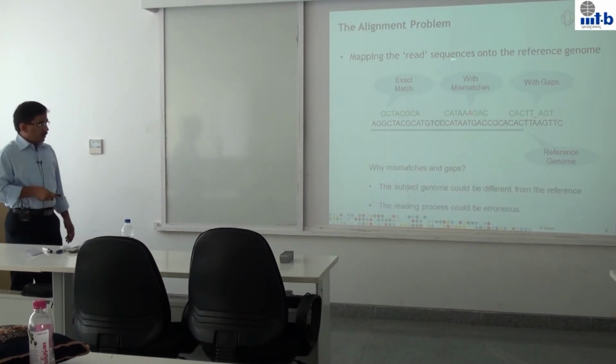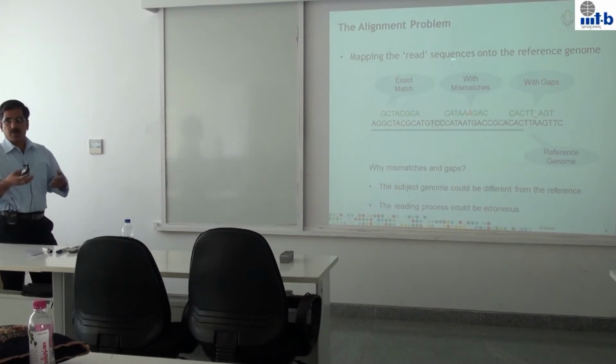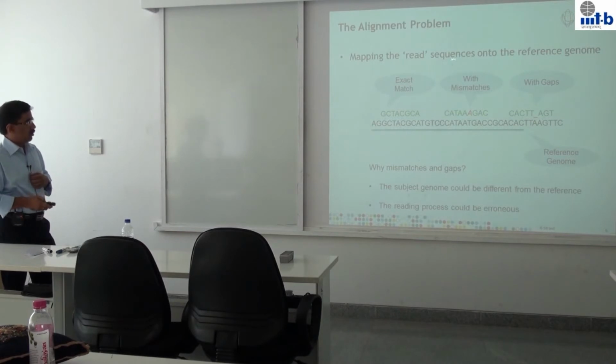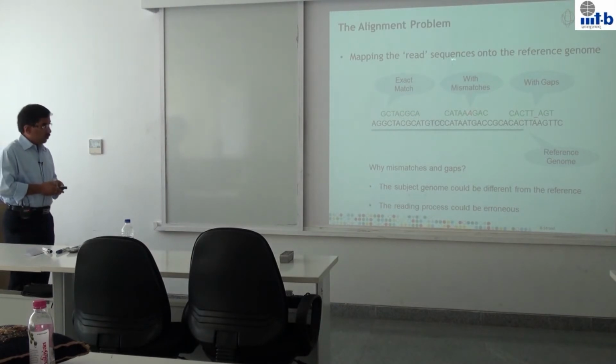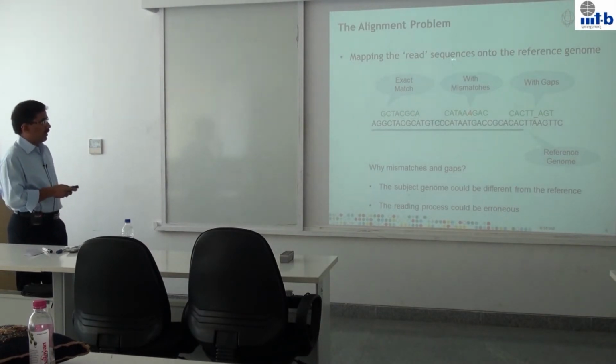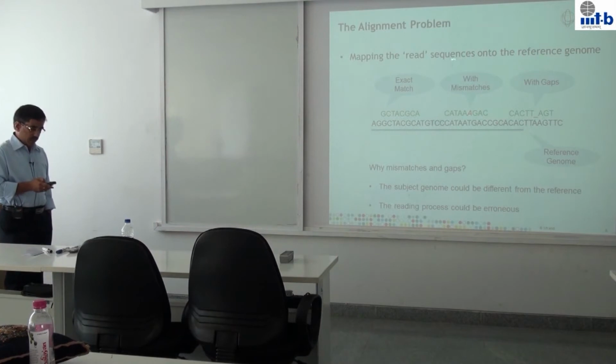But why do we have these mismatches and gaps? As we had already seen, the subject genome could be different from the reference. The reference is collected from a certain set of individuals, but any particular individual could be slightly different from the standard reference genome. Also, the reading process itself could be erroneous, which could cause some errors in the reading of the bases. Due to these problems, we will always have inexact matches. That is what the alignment problem needs to take care of while aligning these reads.